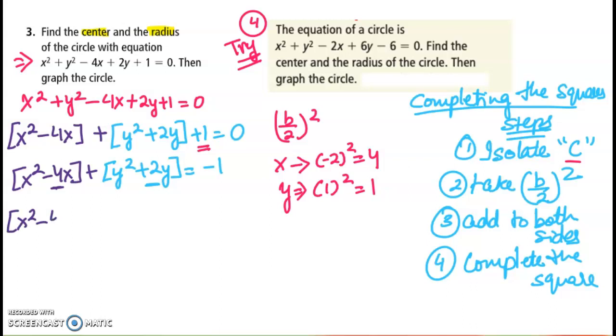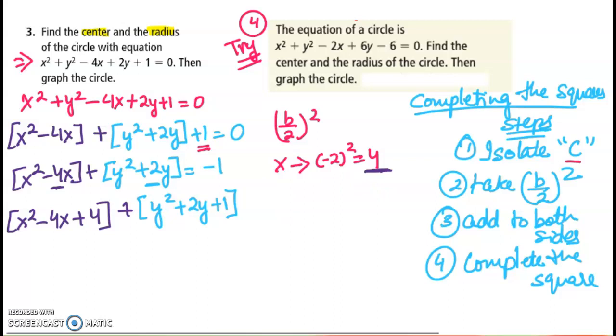So x squared minus 4x plus 4, because for x we got half of b squared as 4. And then y squared plus 2y plus 1, right? And then is equal to negative 1. I have to add 4 and 1 on the other side as well. Plus 4 plus 1. Because whatever you are adding on one side of the equation, you have to do the same thing on the other side.